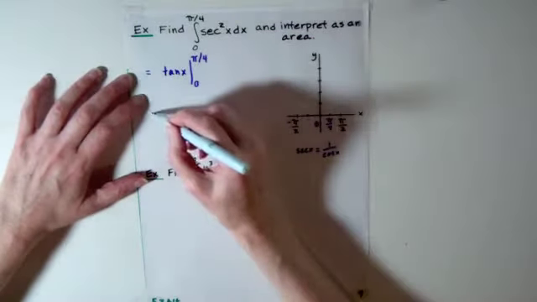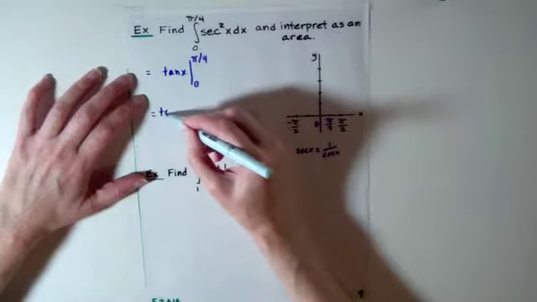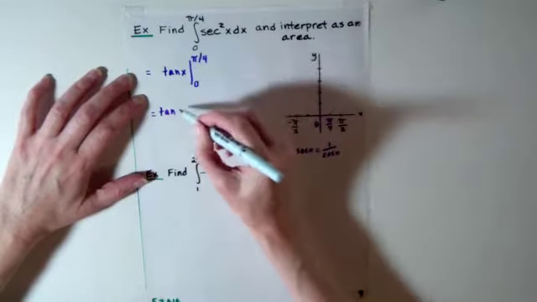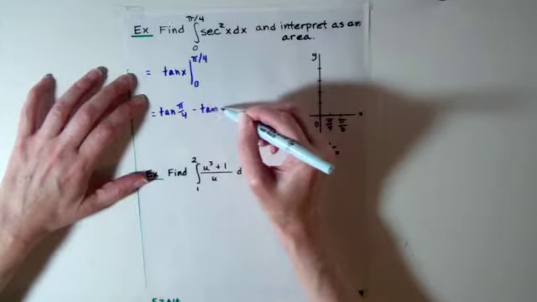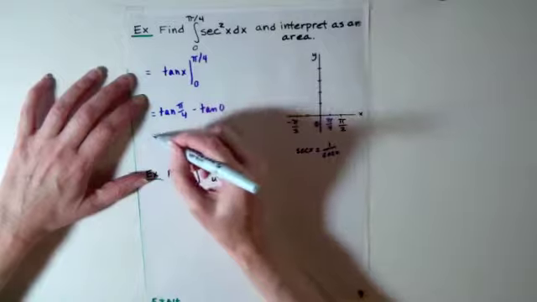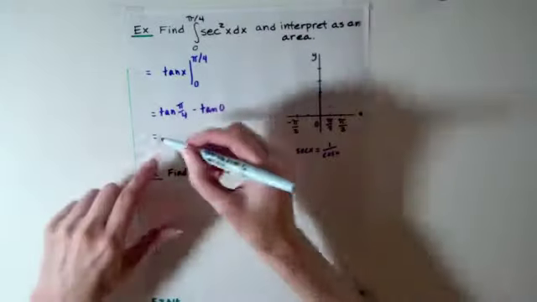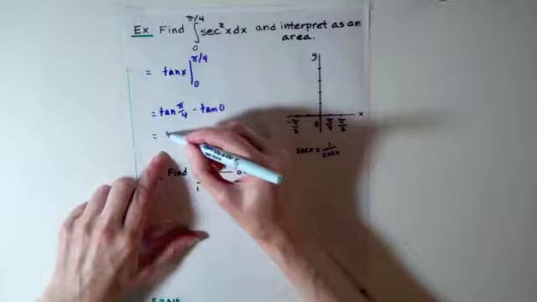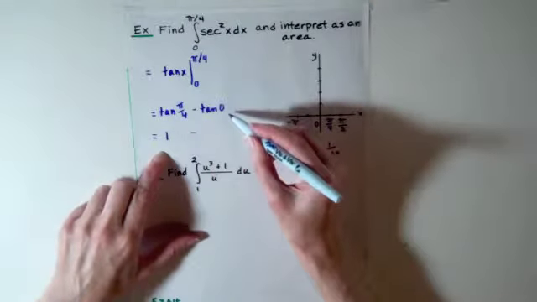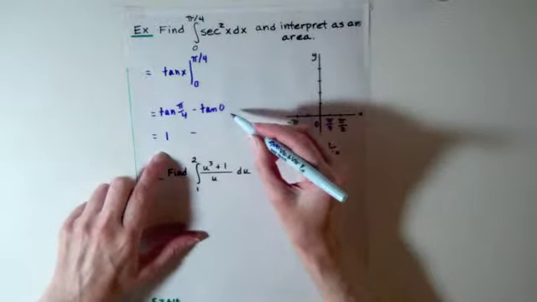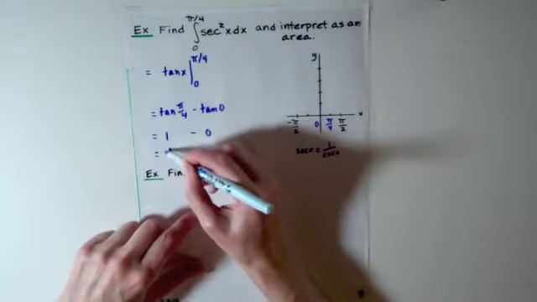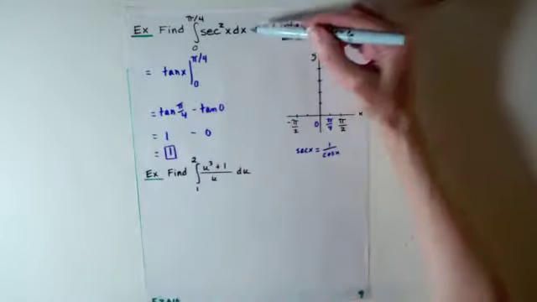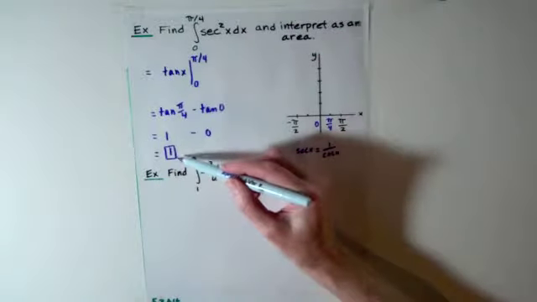Okay, great. So that would be tangent evaluated at the upper limit, pi over 4, minus tangent evaluated at the lower limit of 0. Tangent of pi over 4 is tangent of 45 degrees, which, if you know your special angles, is equal to 1. Tangent of 0, I always think sine 0 over cosine 0. Sine of 0 is 0, divided by cosine of 0 is 1. 0 over 1 is 0. And so I get a value of 1. So the value of this definite integral is the number 1.